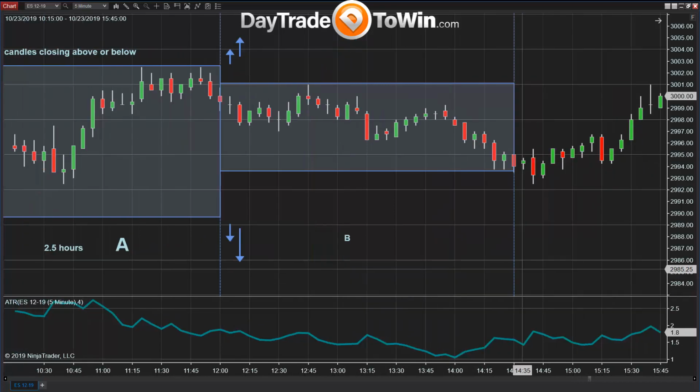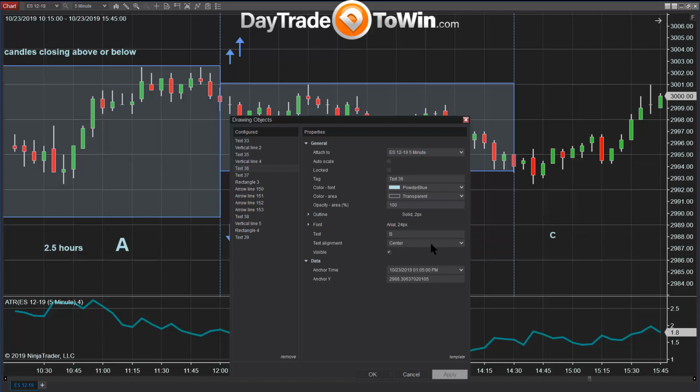Now the C part of the day is the same thing. We're now going to take a look at what happens in the C part of the day. And the C part of the day is not looking at A, but it's looking at B. Just make that a little bit larger too.